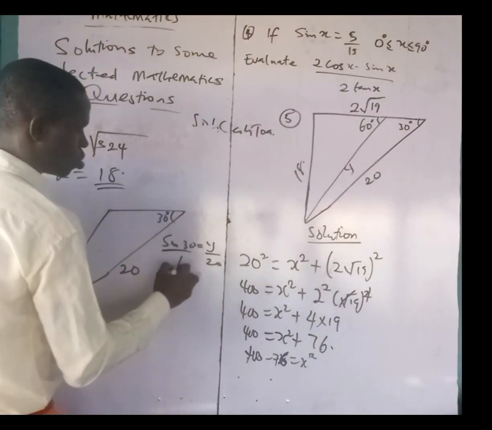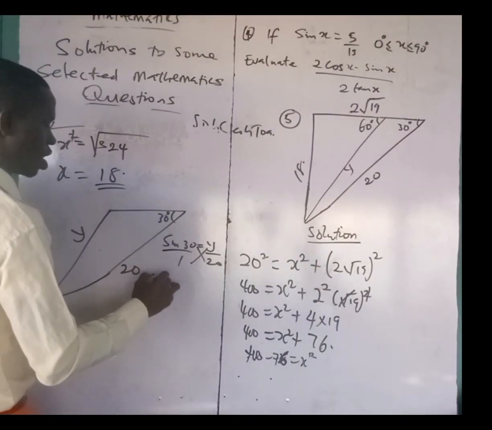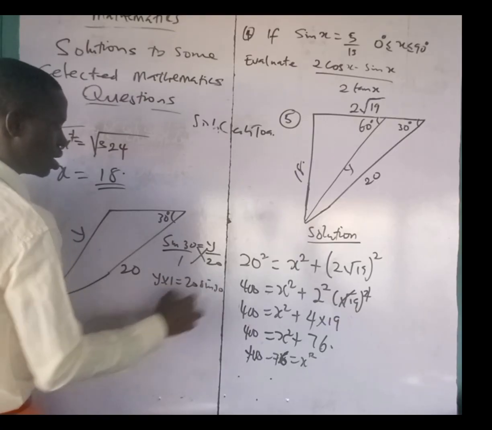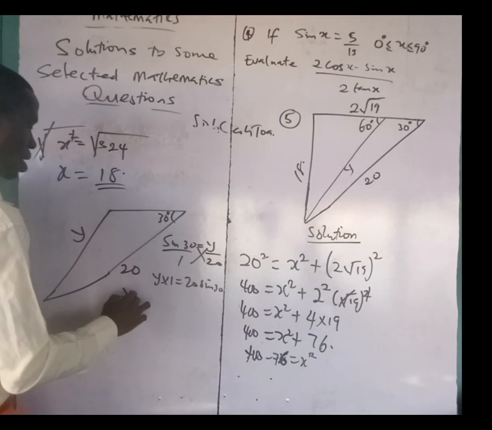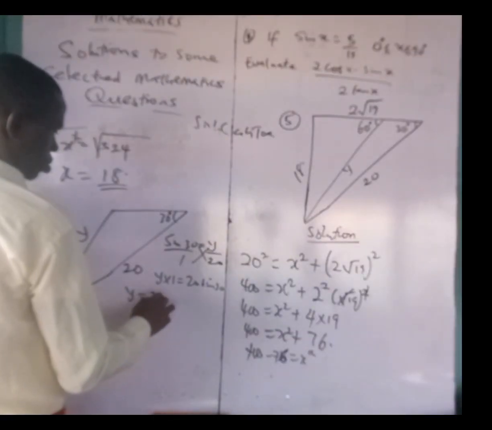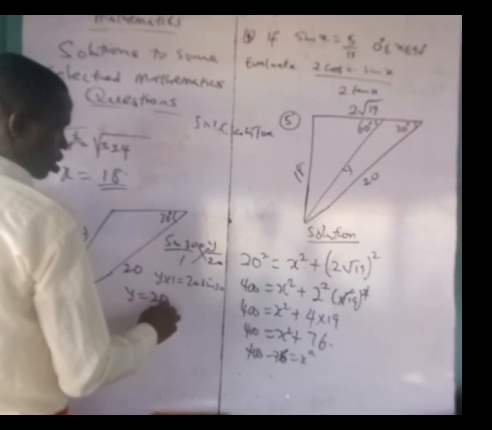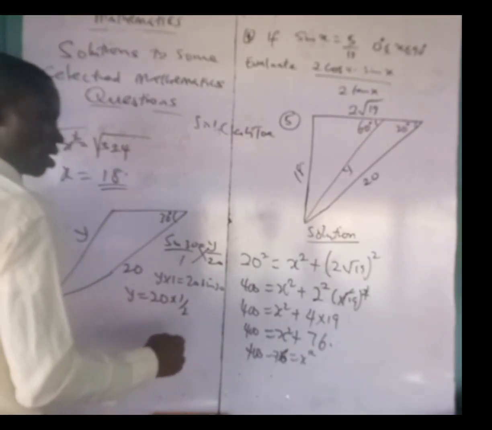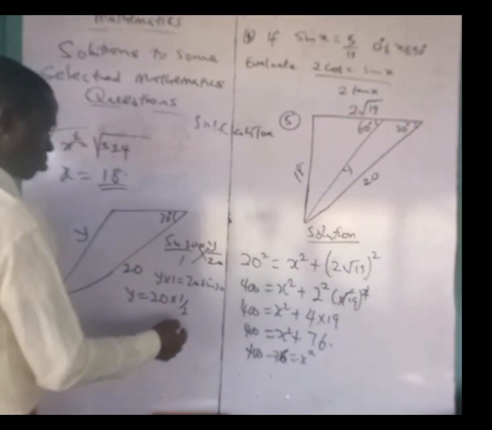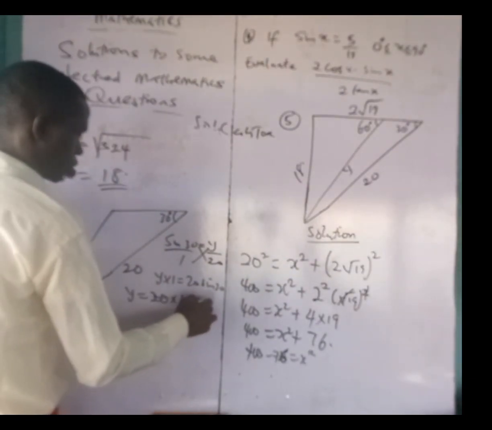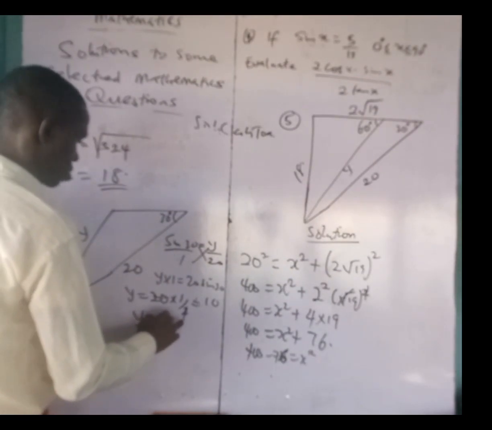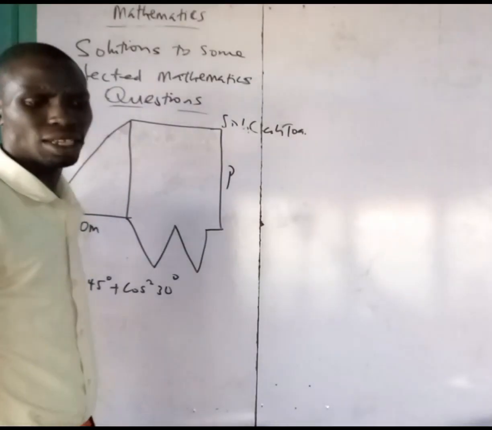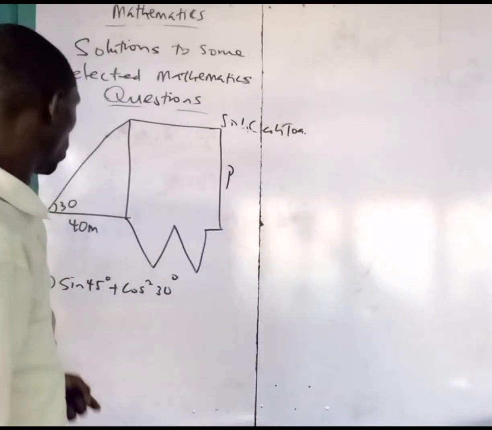So we are going to cross multiply. When we cross multiply, you have y times 1 will give us 20 sin 30. y will give us 20 times 1 over 2, if you still remember sin 30. This will cancel this to give us 10. So y is 10. That's our y. Let's quickly solve these last two questions before we end the class.